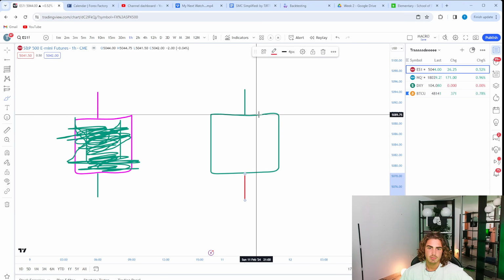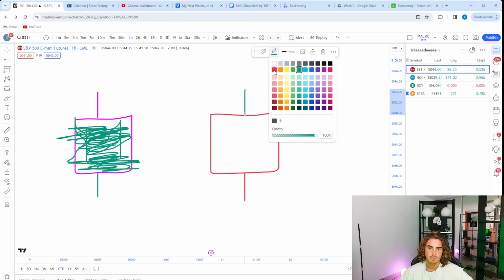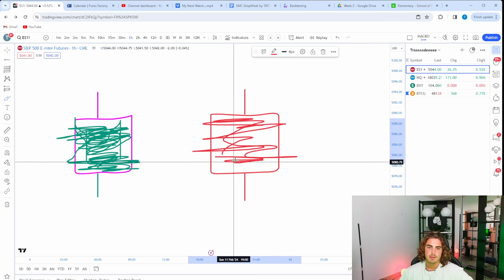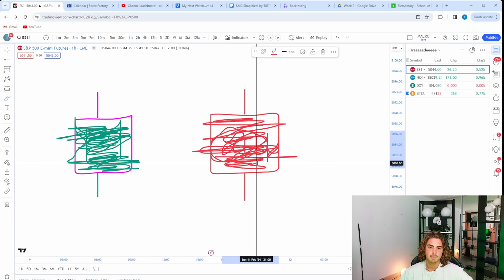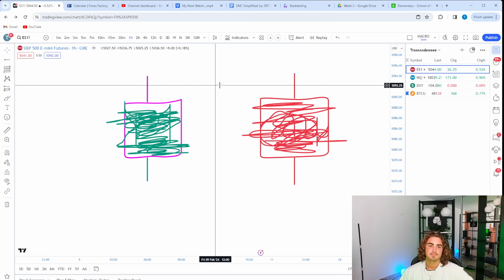And we're going to turn all of these red. Boom. And then we're going to color this guy in red. Boom. This one looks a lot better than the first Picasso one that we got. Okay, so we have an up candle and we have a down candle.